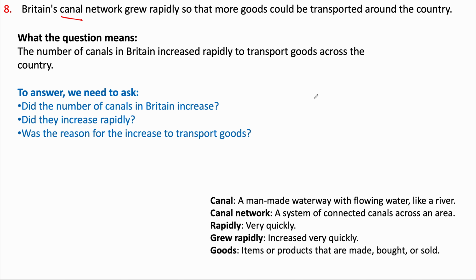Let's understand the question. Canals are water bodies. The question says that the canals grew or increased in number rapidly or very quickly. So that means this part is giving the reason why the canals grew in number. The reason for this was to transport more goods or products around the country or around Britain. So, what the question means is the number of canals in Britain increased rapidly to transport goods across the country.